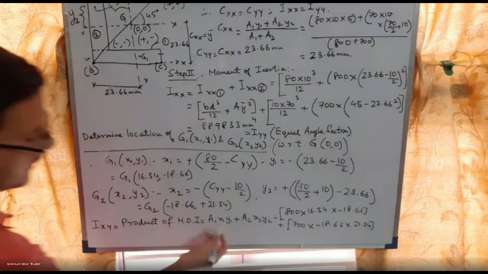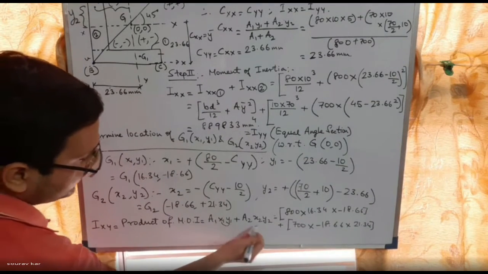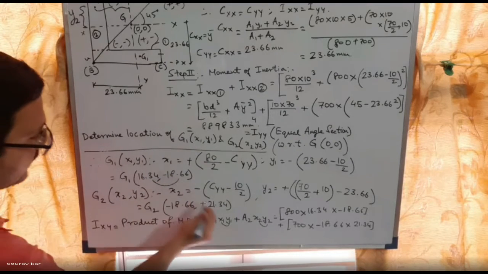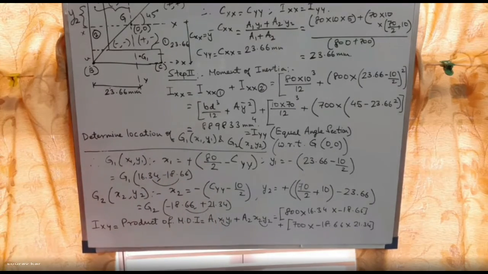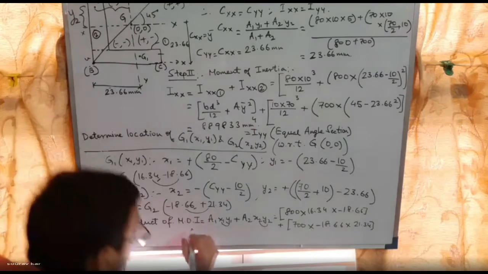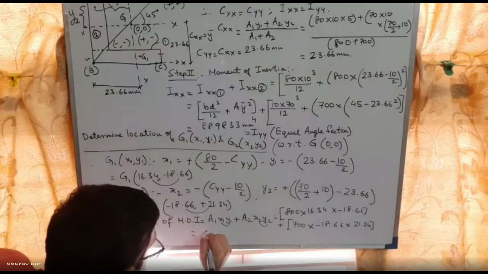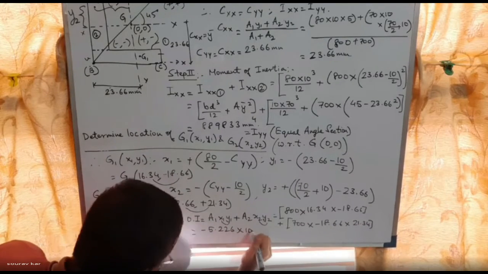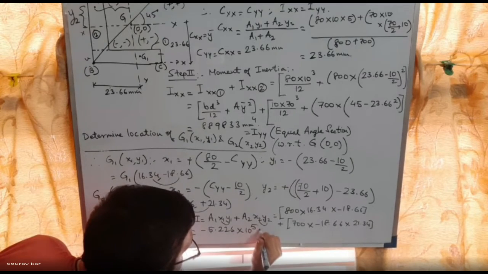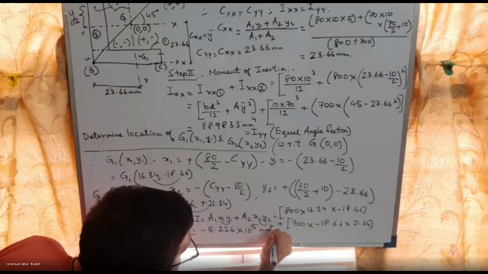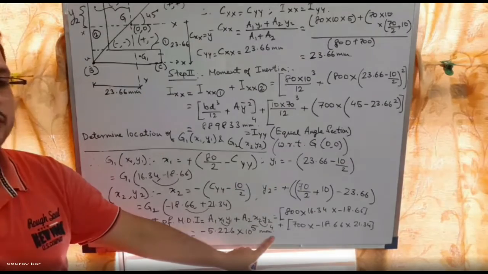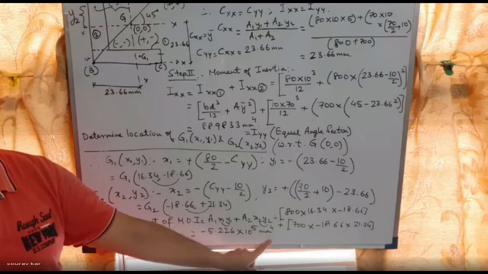So for a1 x1 y1, we need this coordinate x1 y1, so that is why I found out x1 y1 and x2 y2. So the answer is coming like minus 5.226 into 10 to the power 5 mm to the power 4. I always tell that the unit of moment of inertia should be millimeter to the power 4.